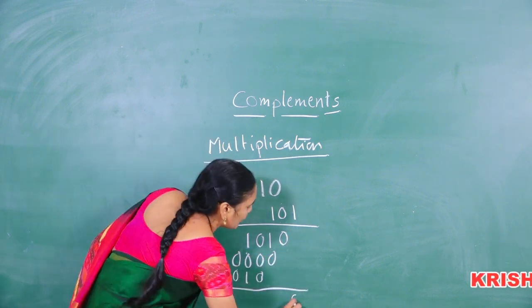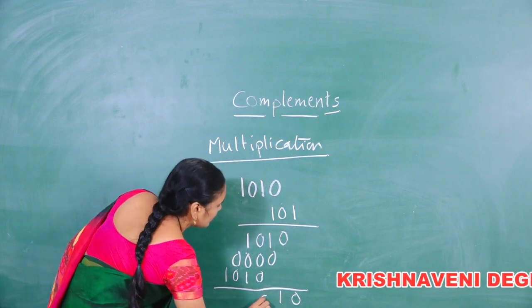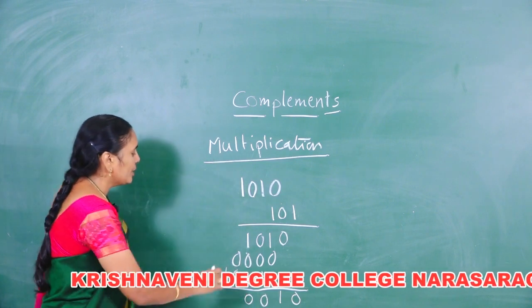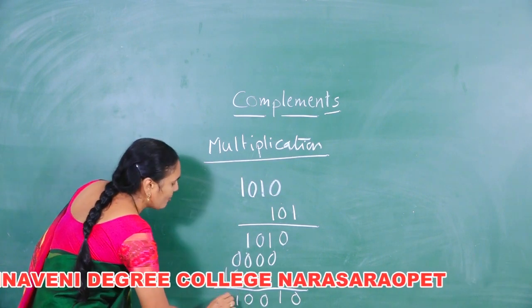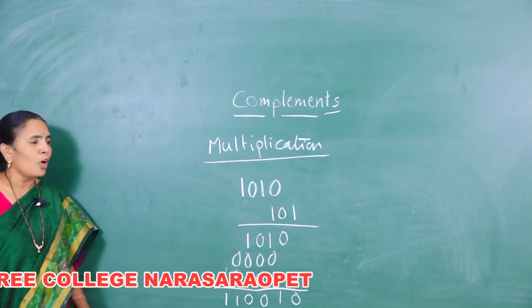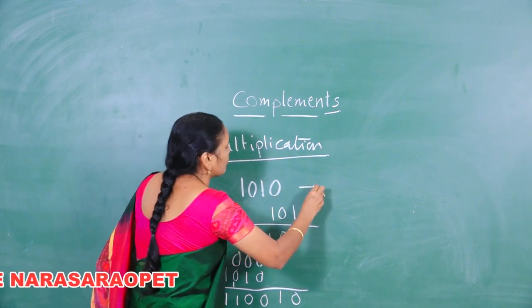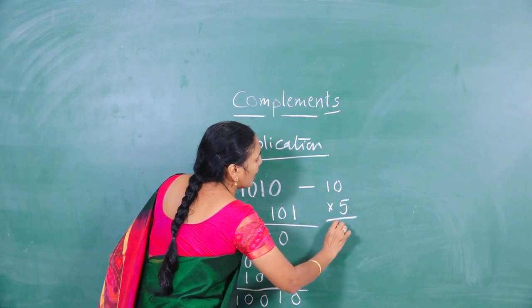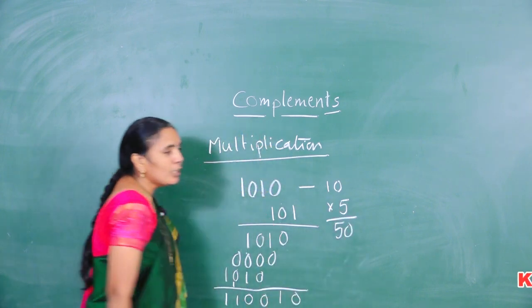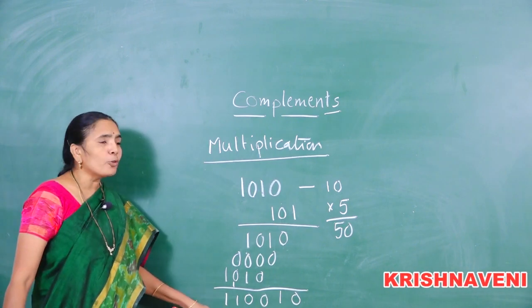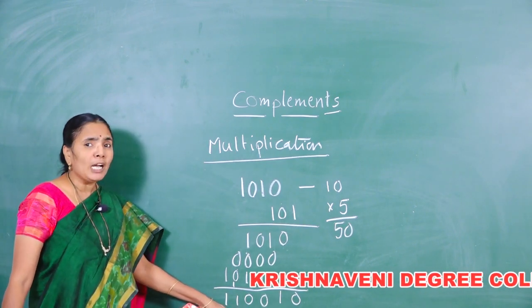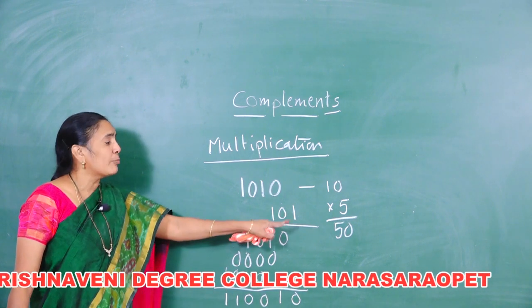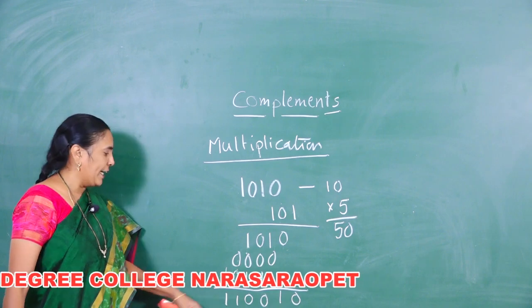intermediate results: 0, 1, 0, 1 plus 1 is a 0 with a carry of 1, 0 plus 1 is 1, 1. When I convert this into decimal, this is 10 and this is 5. 10 into 5 whose value is 50. Yesterday we have seen how to convert a binary number to decimal. If you find the value of this binary number, it is nothing but your decimal equivalent.